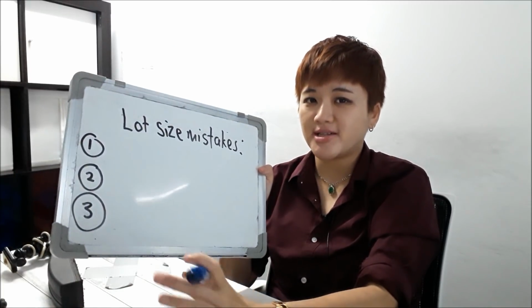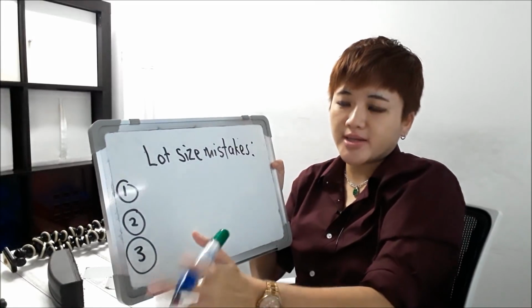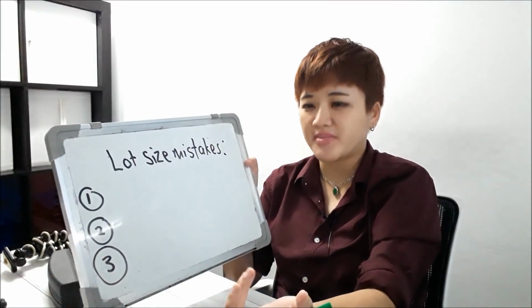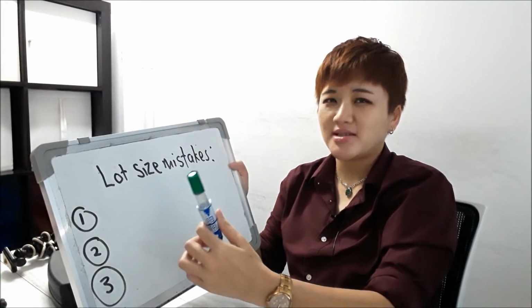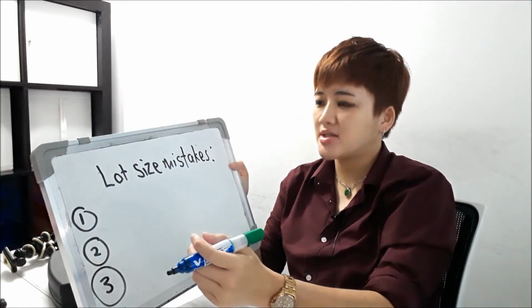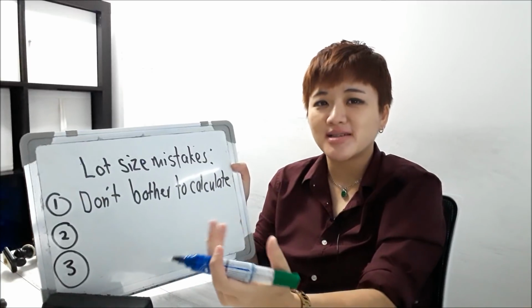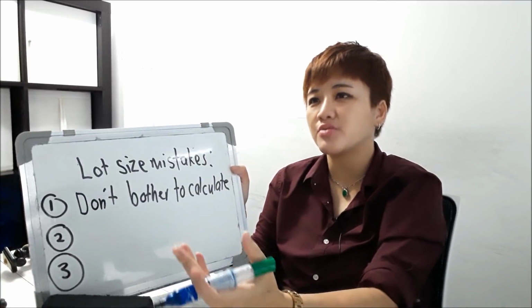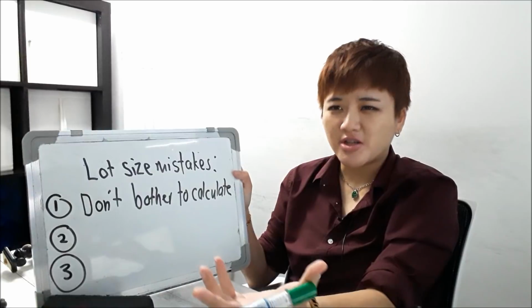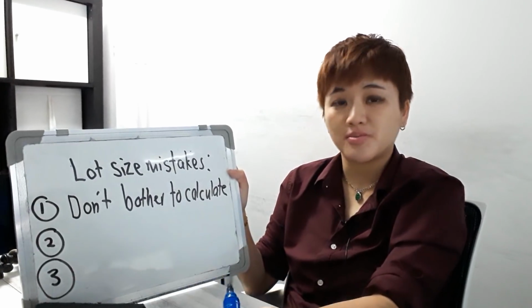Now, a lot of traders, they make 3 very common mistakes when it comes to lot size. Okay, and I see it way too often, and I also made them when I first started out in my trading career. First mistake that I see a lot of traders make is they don't bother to calculate. They just estimate. Like a lot of people, they just estimate their lot size. Okay, I'm trading with $1,000 account. Since other people are trading with 0.1, let me just trade 0.1.